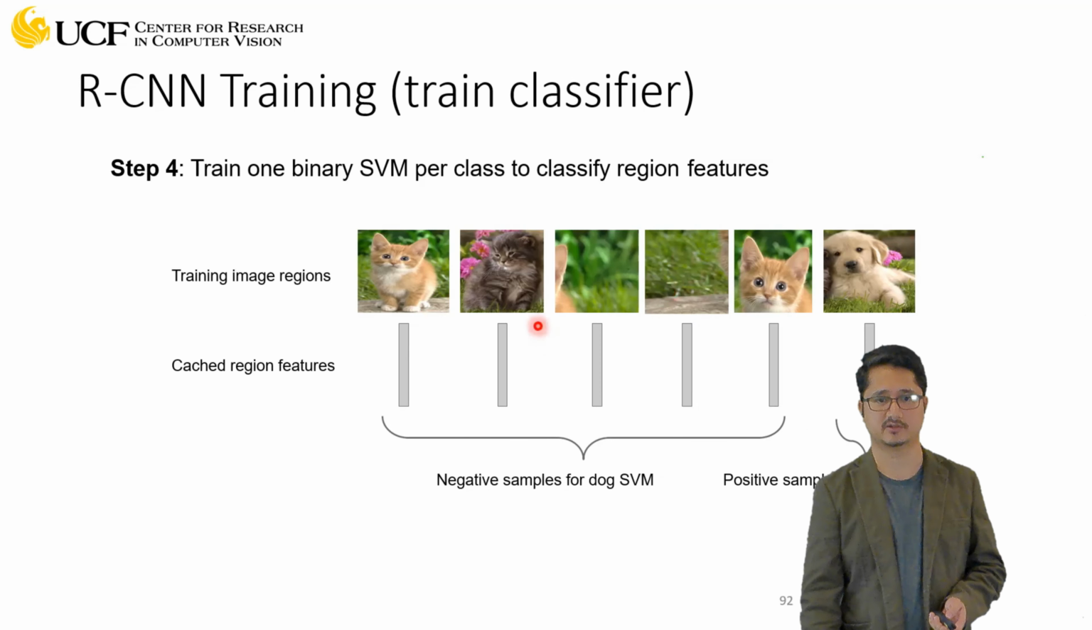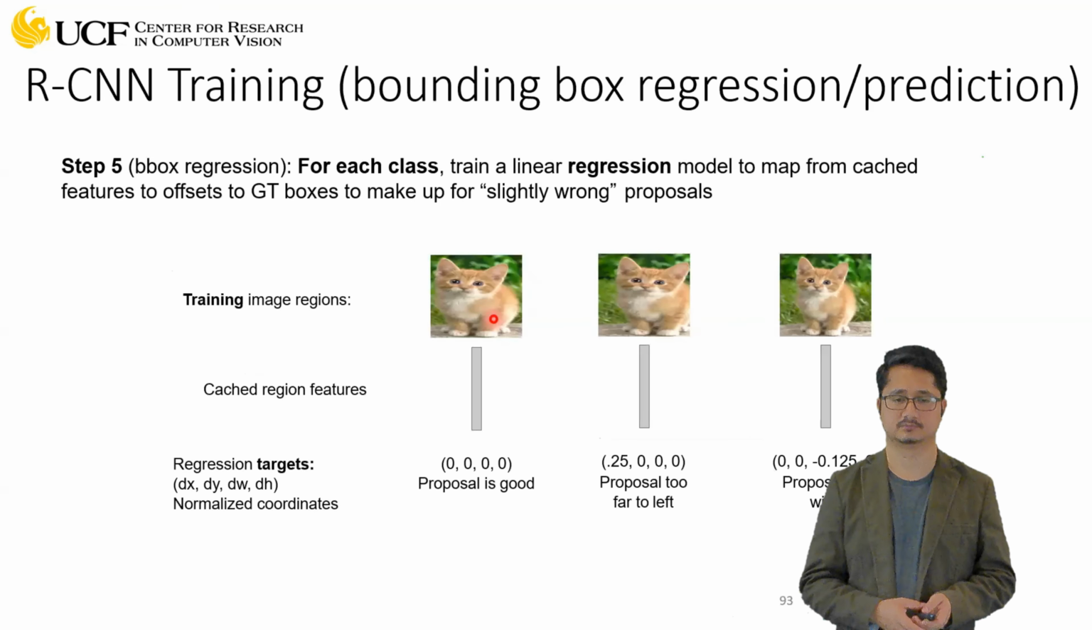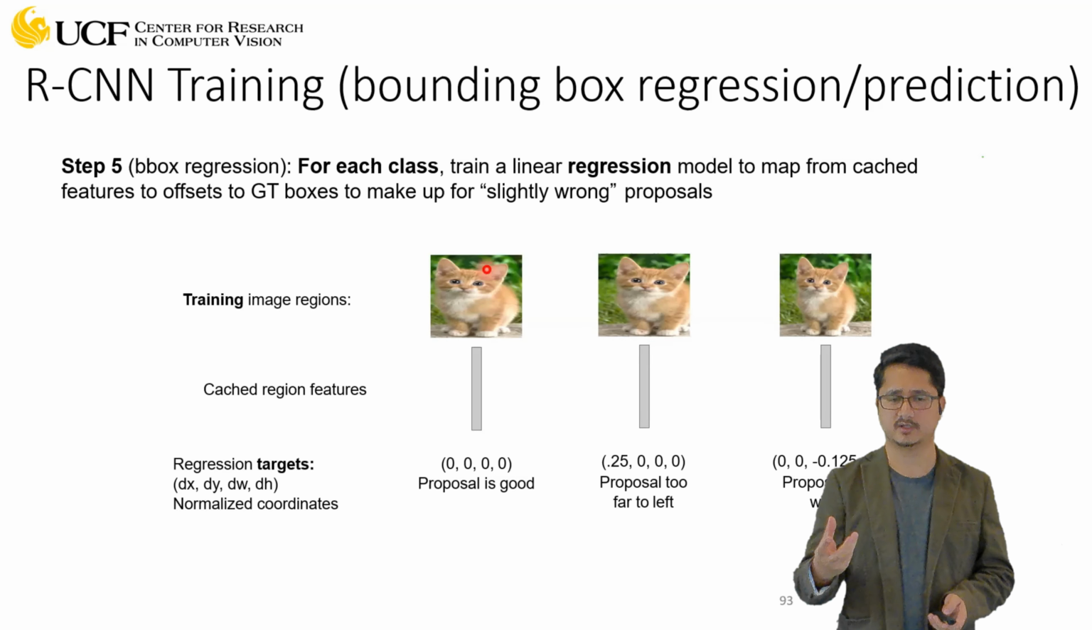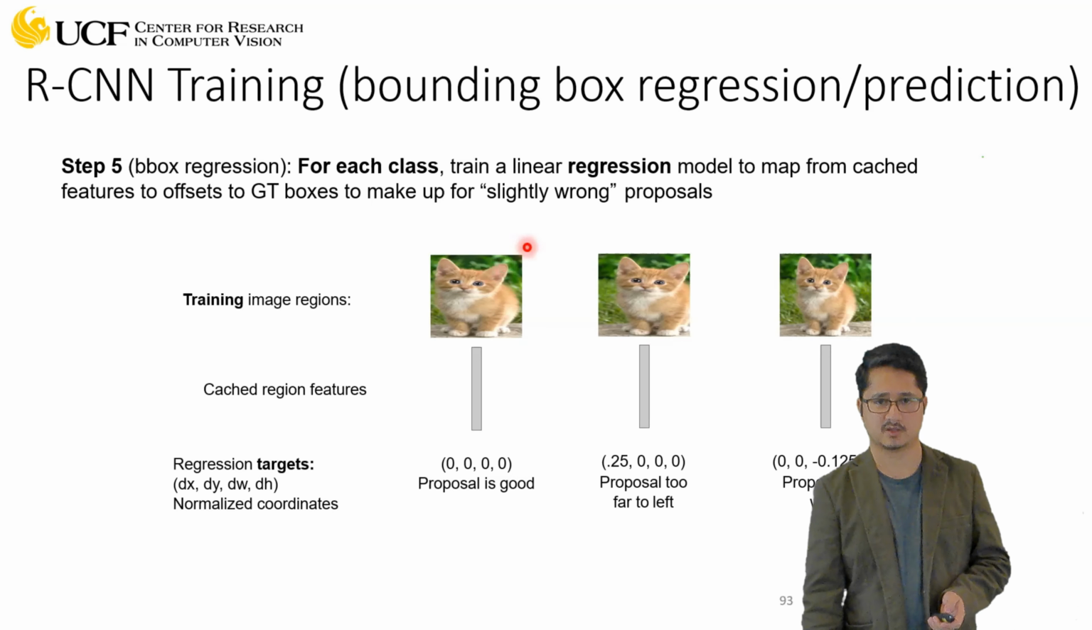Okay, so this will be the training data, which will look something like this for dog. This is the positive sample and all these will be negative. Now, that was for classification. Now let's quickly look into how regression adjustments were made.